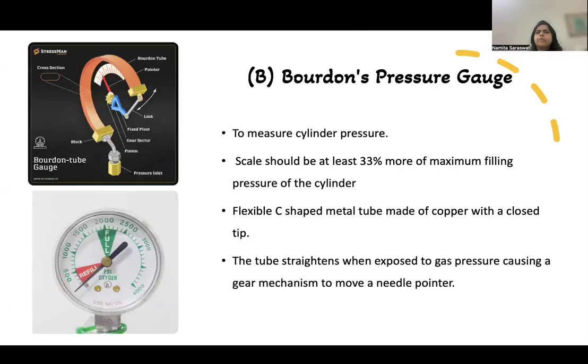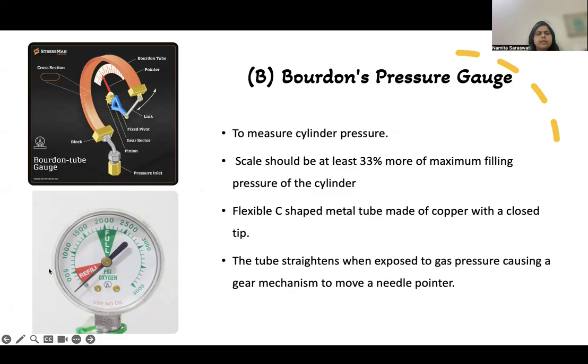Coming to the Bourdon's pressure gauge, what it is, you can see here that it is made up of copper metal, a flexible tube made up of copper metal, which is closed at the end. With a link system, it is attached to the gear, and from the gear, there is a needle pointer. So whenever the gas enters the Bourdon gauge, the flexible tube will move. Once it moves, through the link it will move the gear, and the pointer will also move to show the correct pressure reading of the cylinder.